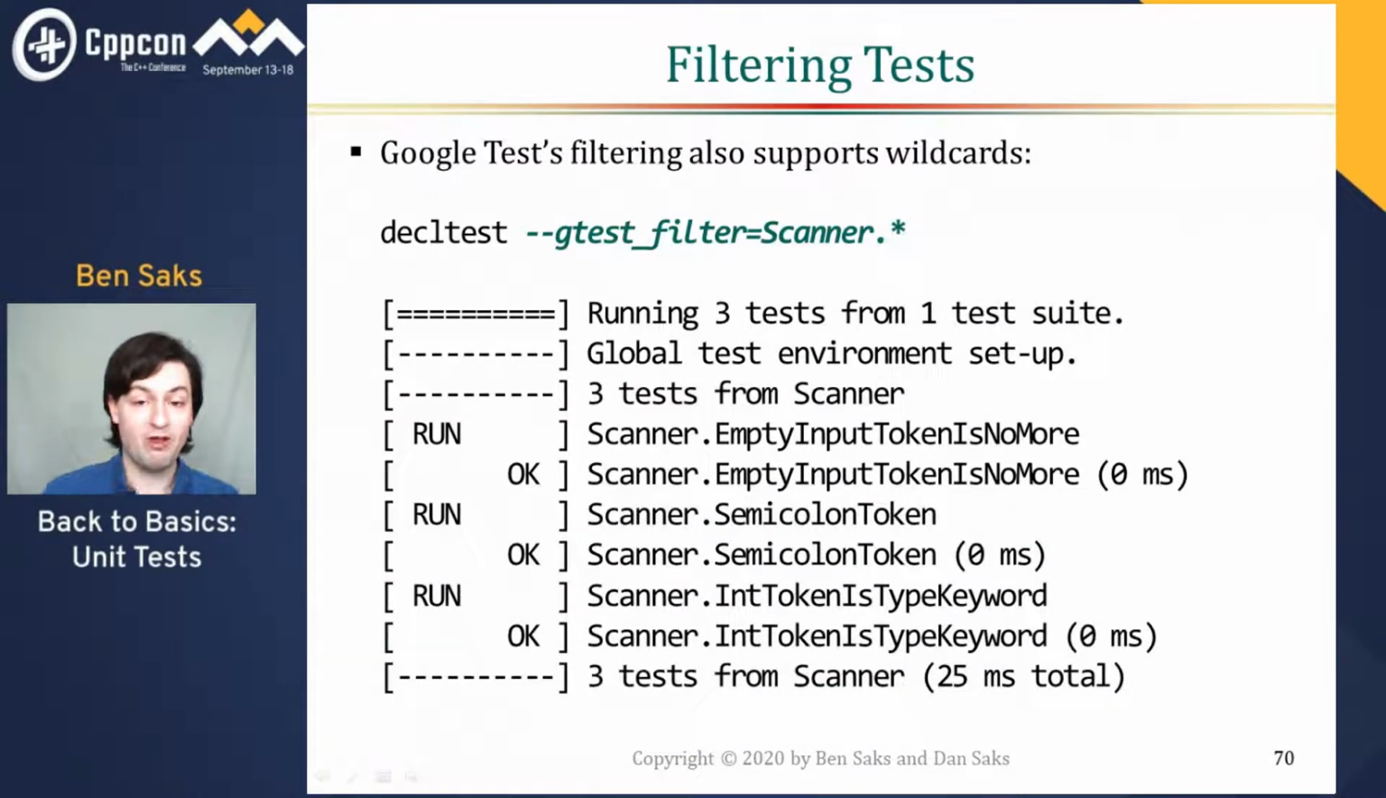Okay. You can also filter using wildcards. So here I can run all the tests in the scanner test suite by just saying scanner.star. And now that runs all the tests in that test suite, and doesn't run any tests in any other test suites if we had them. In this case, I just have the one, but you can use this filtering for that purpose.